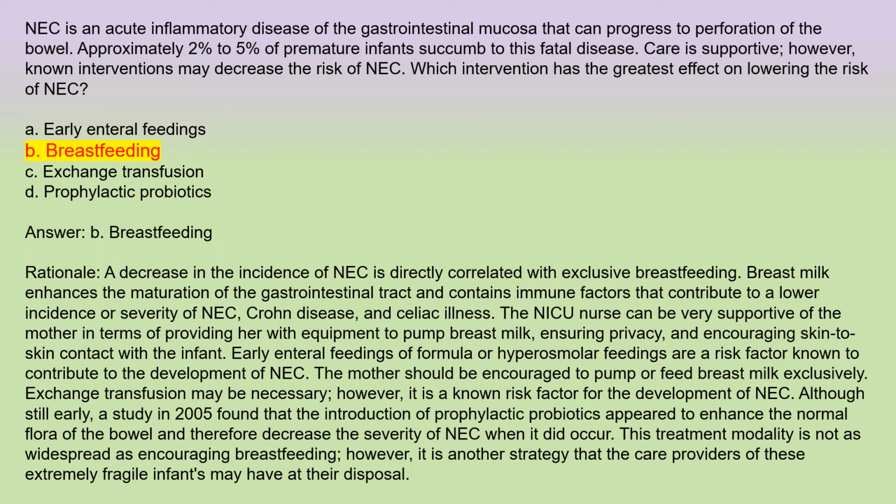Although still early, a study in 2005 found that the introduction of prophylactic probiotics appeared to enhance the normal flora of the bowel and therefore decrease the severity of NEC when it did occur. This treatment modality is not as widespread as encouraging breastfeeding. However, it is another strategy that the care providers of these extremely fragile infants may have at their disposal.